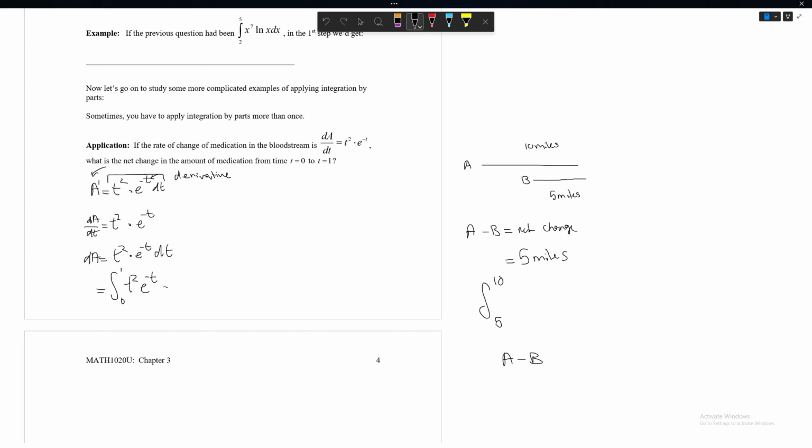the negative t dt. Now you can integrate this. I'm not going to go through how you integrate this because we just went through an example above. Use integration by parts and integrate.